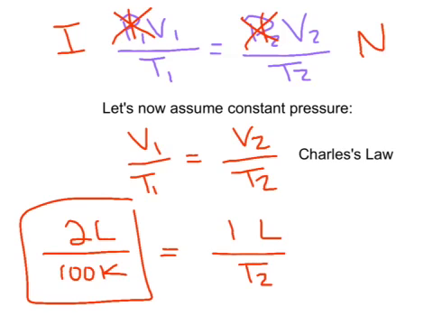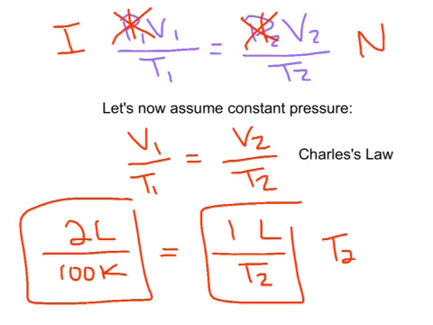Over here we have 2 over 100, that's 1 over 50. So T2 must equal 50 Kelvin. Right. Notice what happened. We cut the volume in half. What happened to the temperature? It went from 100 to 50. It was also cut in half.